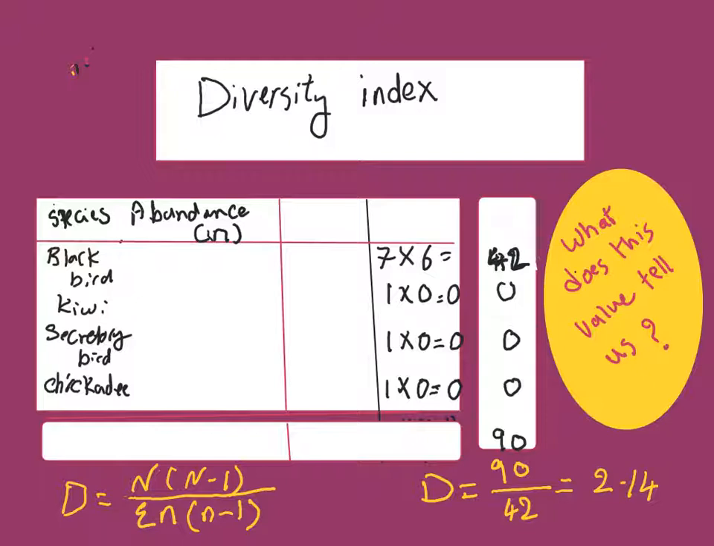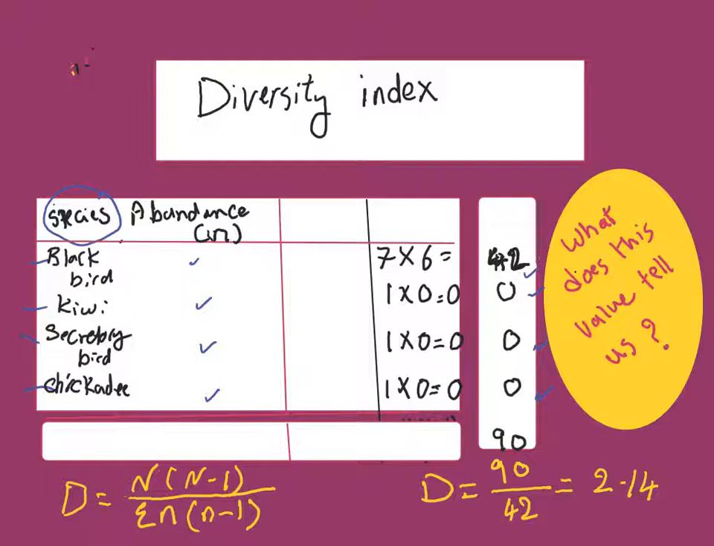To calculate the diversity index, you need to develop this kind of table, which shows all the values given in a more ordered way. The first column, you write the species: the blackbird, kiwi, secretary bird, and the chickadee. In the abundance column, you write the number of organisms in each species, and then find the value n minus 1 and n into n minus 1. And the last row is showing the total.